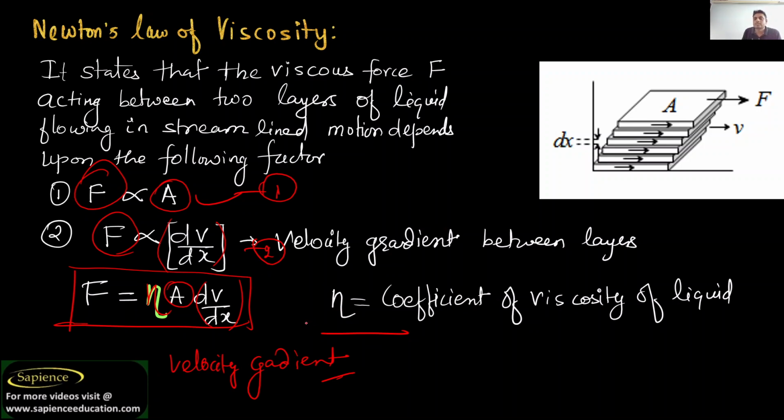As per Newton's law of viscosity, the opposing force is directly proportional to the area of the layer, and directly proportional to the velocity gradient. What do we mean by velocity gradient? It means the change in velocity with respect to change in distance between the layers. The more the velocity changes, the more the velocity gradient will be.